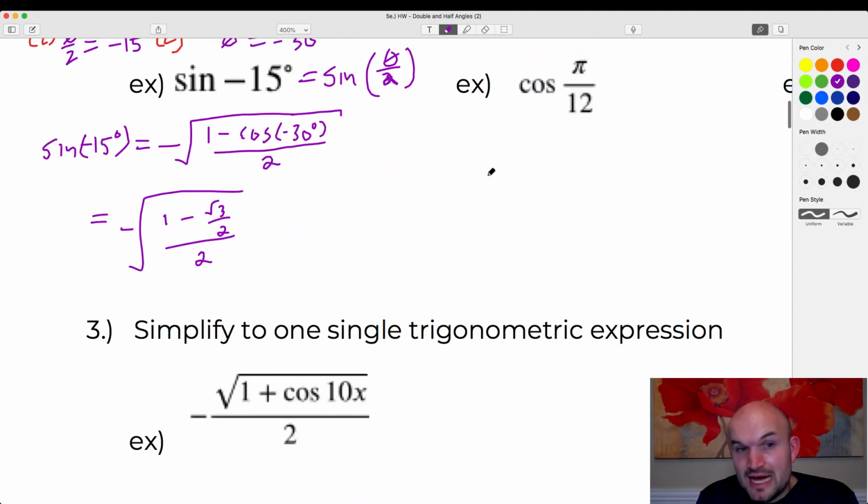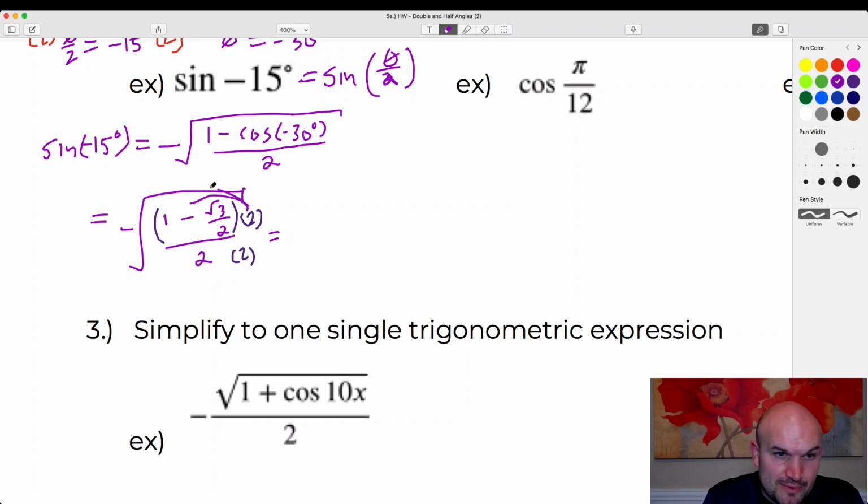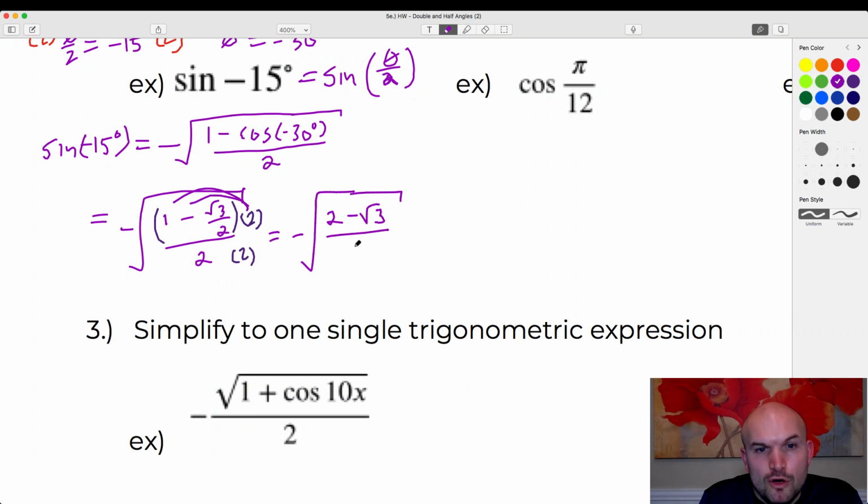Now we have a complex fraction under the radical. So what I like to do here is, again, get rid of the complex fraction by multiplying by 2 over 2. All right, so what that is going to produce now is, again, make sure you apply the distributive property. Got to make sure we do that. So that's going to be a negative square root of 2 minus the square root of 3 over 4.